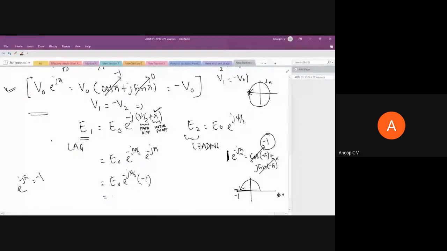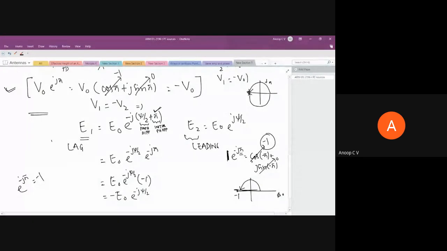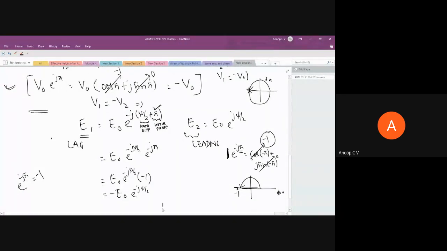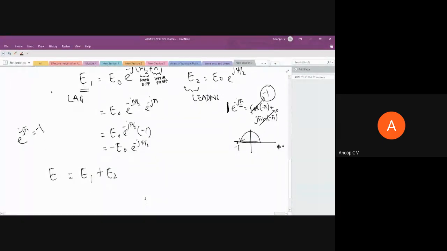So I can write it as minus E naught e power minus j psi by 2. You don't have to write this entire thing; you can straight away write E1 is equal to minus E naught e power minus j psi by 2. For you to understand, I am just breaking it down into small steps. That's it. So the resultant field E will be equal to E1 plus E2.